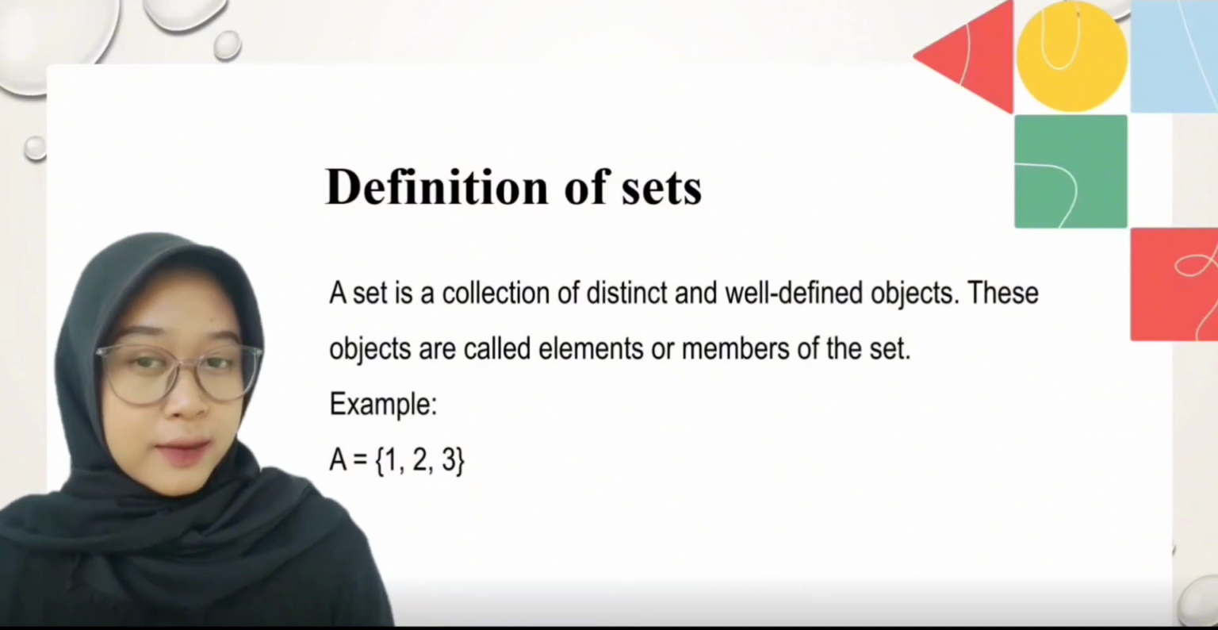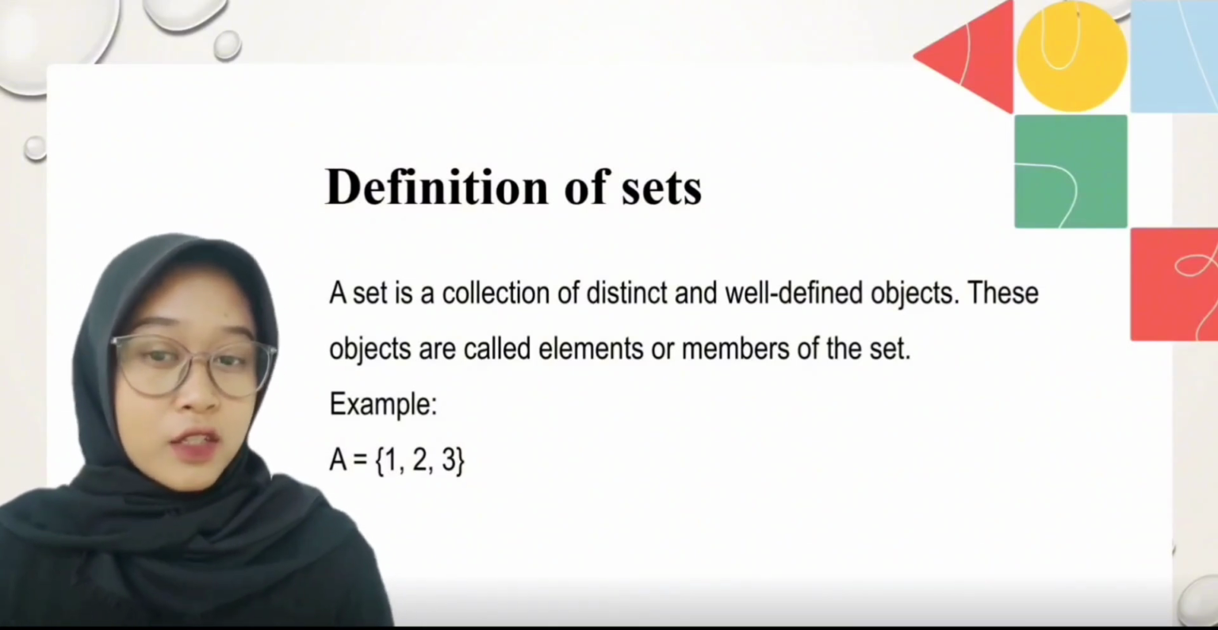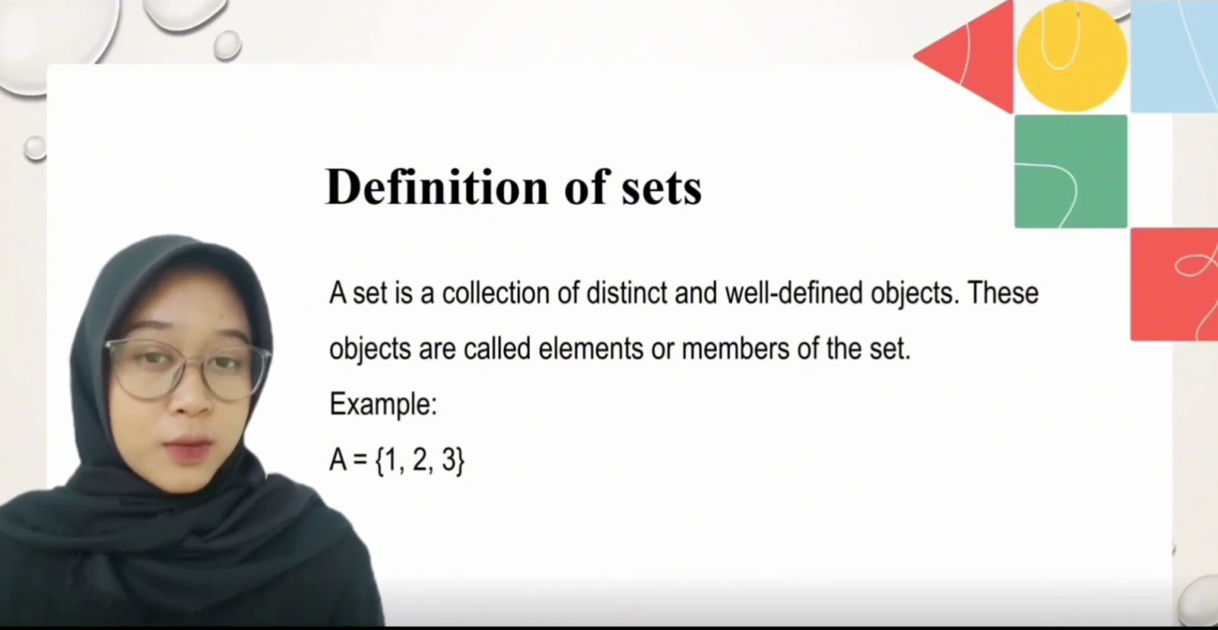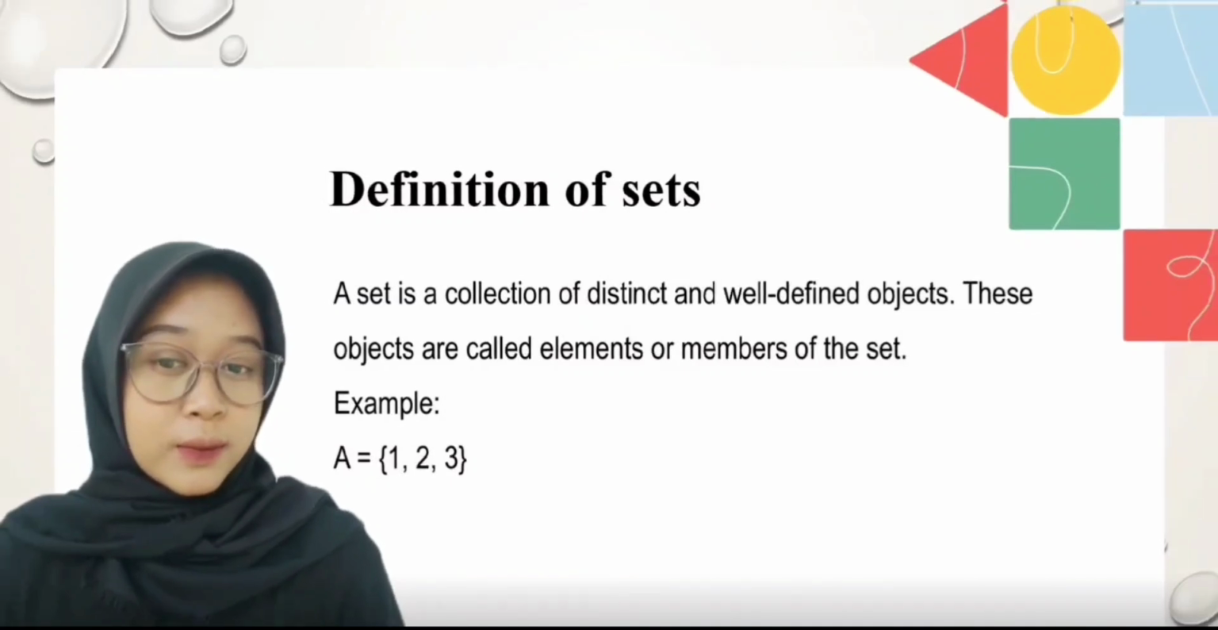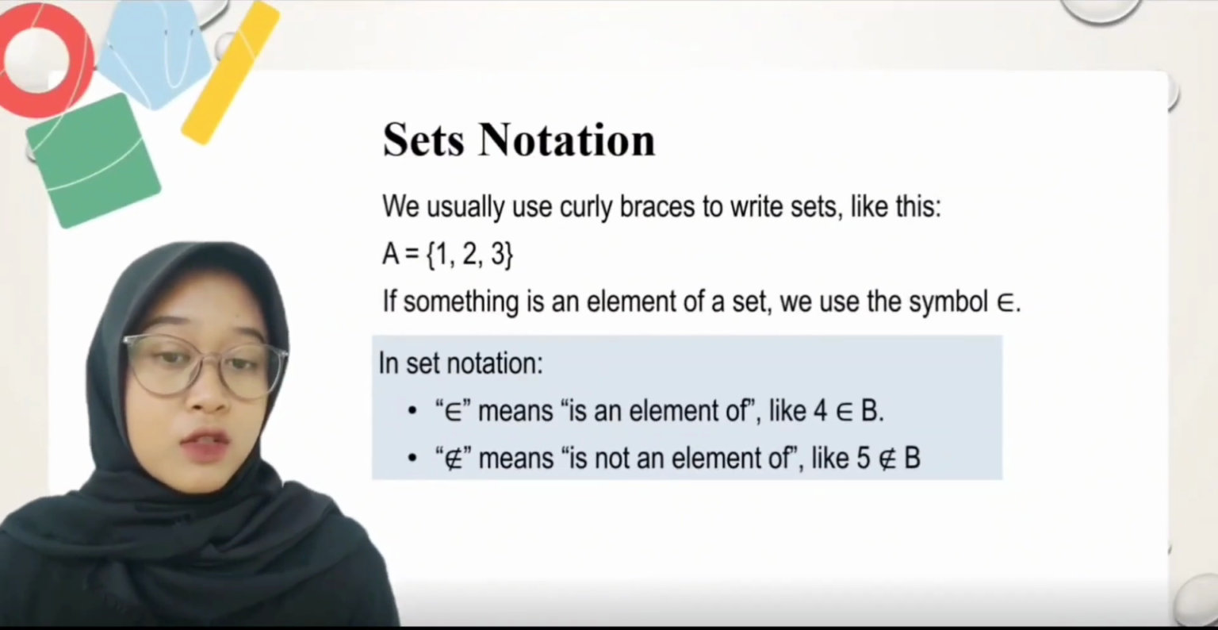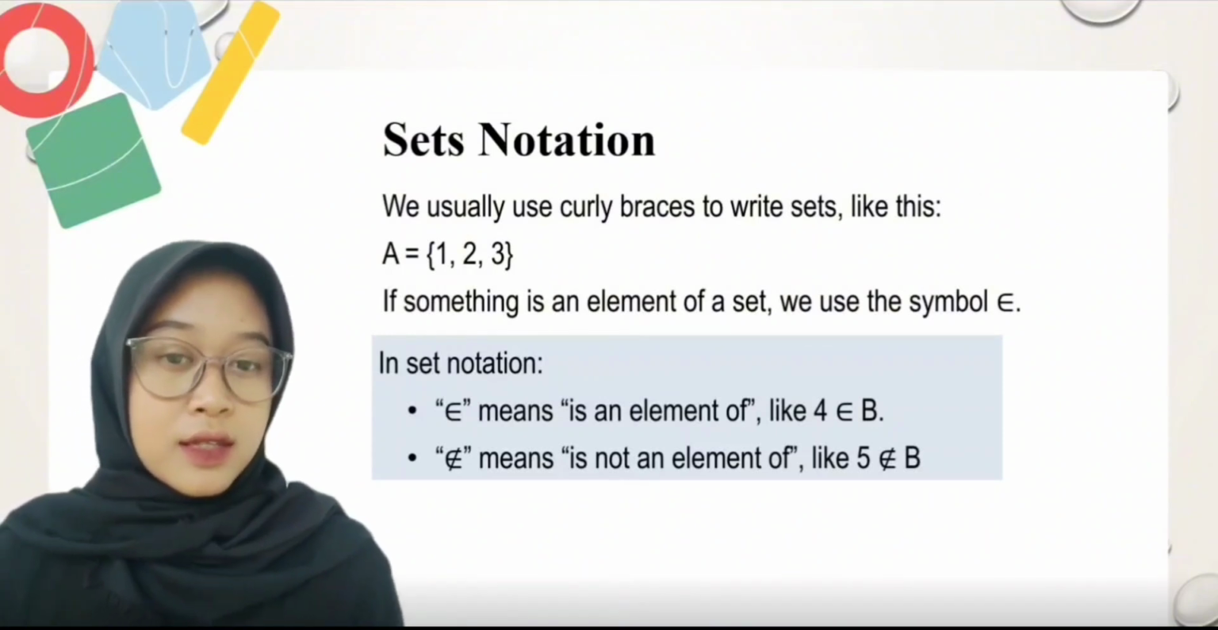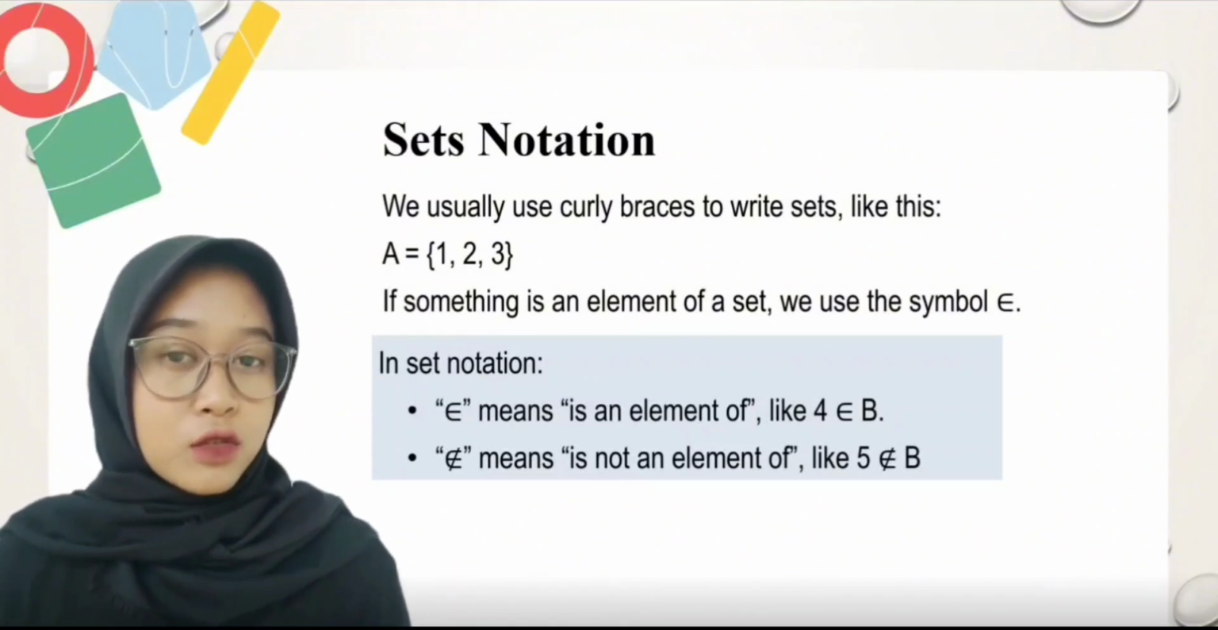Do you know what a set is? Yes, a set is a collection of distinct and well-defined objects. These objects are called elements or members of the set. For example, here, the set A contains the elements 1, 2, and 3. We usually use curly brackets to write a set like this: the set A is {1, 2, 3}.